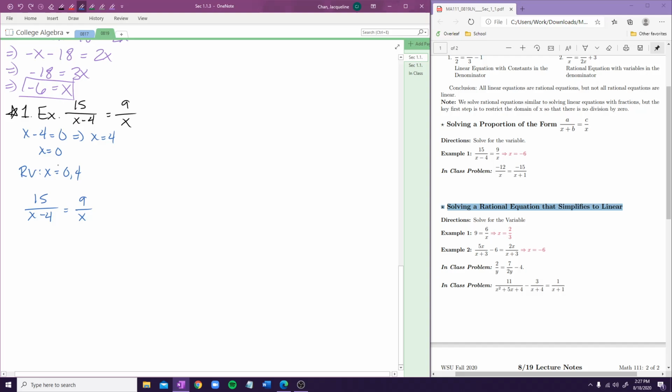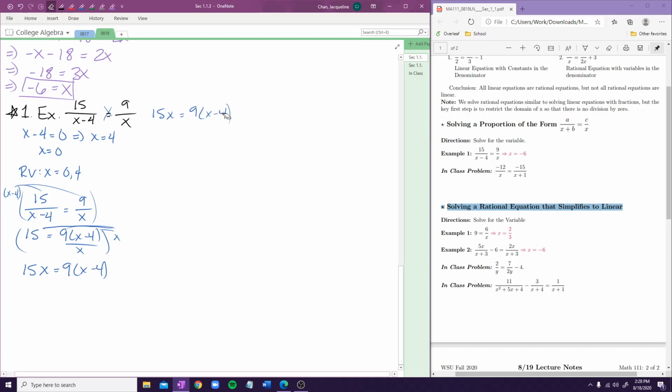The reason why we can do the x is because, for example, let's get rid of this x minus 4 first. When you do that, you just distribute it to both sides and make sure you have the equal sign. When you do that, you get 15 is equal to 9x minus 4 over x. And over here, to get rid of the x, you'll multiply by x. So this becomes 15x is equal to 9x minus 4. And as you can see, when you do the cross, you'll get 15x is equal to 9x minus 4.